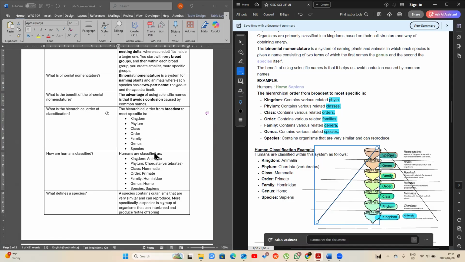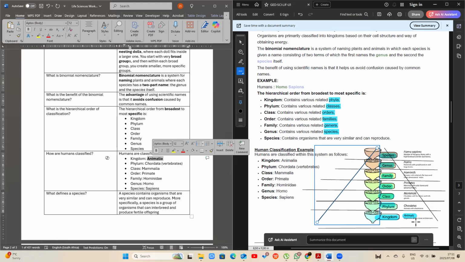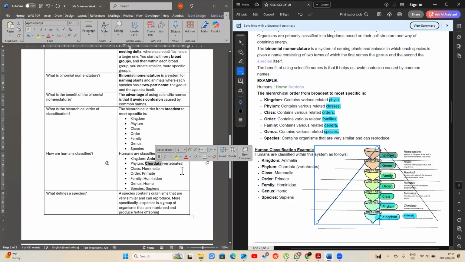So let's take a look at a human classification as an example. Humans fall under the kingdom Animalia. Why? Because we are able to move on our own, but we're not able to make our own food or energy. Then we fall under the phylum Chordata because we are vertebrates. Now, vertebrates are known as animals with a backbone or a spine, and that also have a skeleton within their bodies. And therefore, we fall under the phylum Chordata.